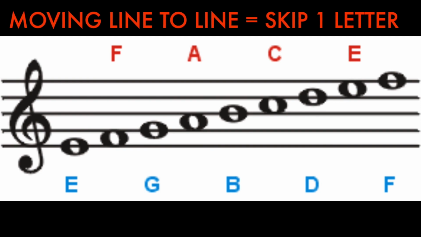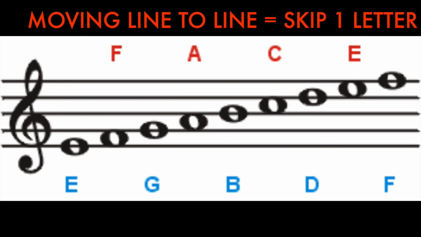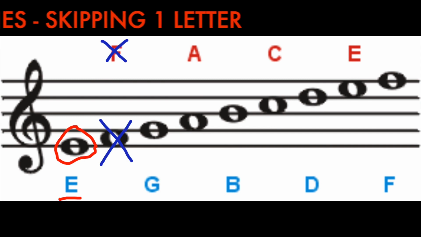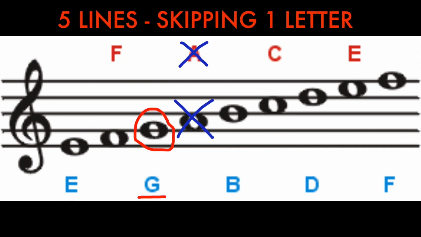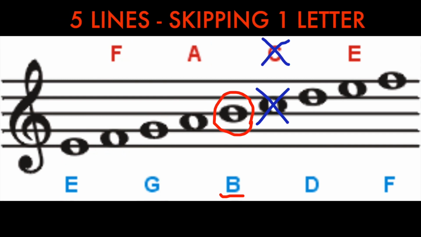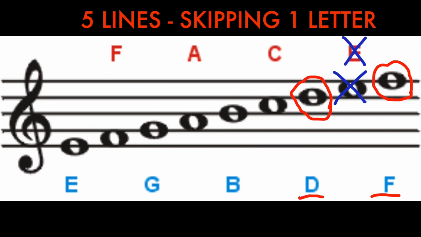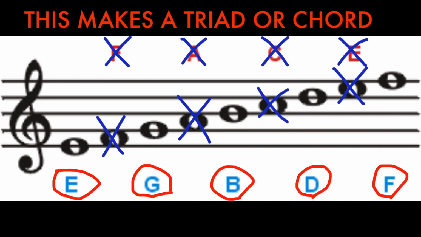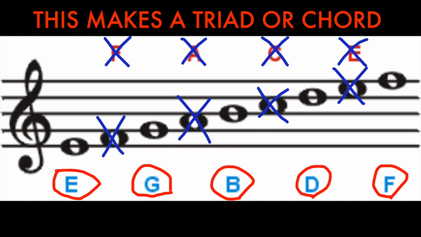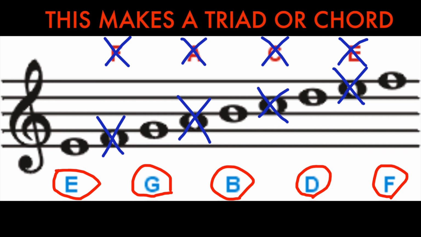In music, when we move line to line, we skip one letter. For example, we move from E to G to B to D and finally F. When moving line to line, this effectively makes a triad or a chord in music.